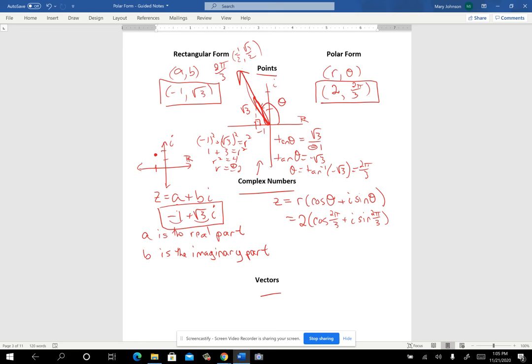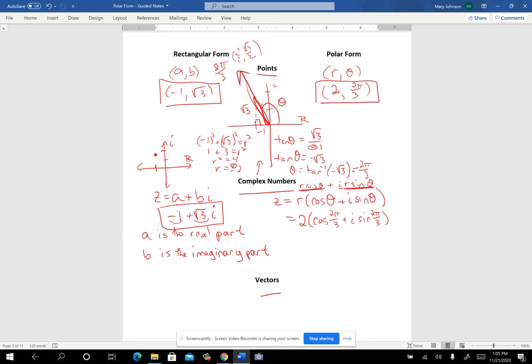Okay? And the reason that works is because, if you distributed that r, it would be r cosine theta plus i r sine theta. And that's really your x, and that's really your y. That's really your horizontal component, and that's your vertical component.